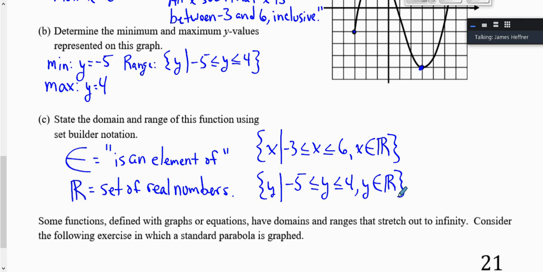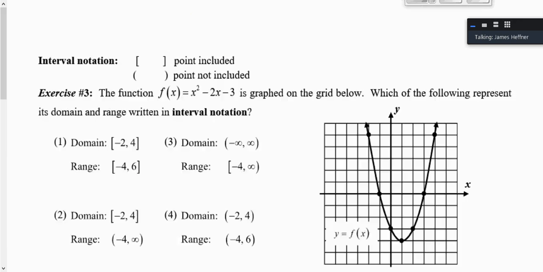Okay. What do they have next? A different type of notation. There's another notation that'll tell us the same thing that we just did with set builder notation. And this I think you've seen. So let's go to the top of the next page. It's interval notation. So we need to know this as well.